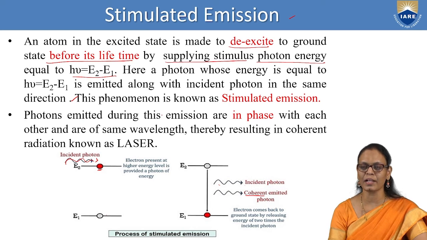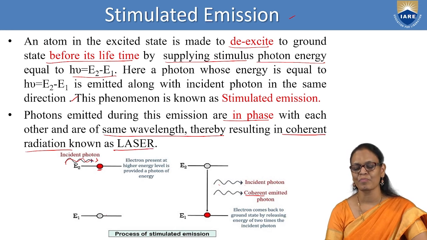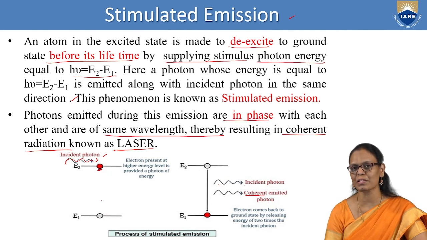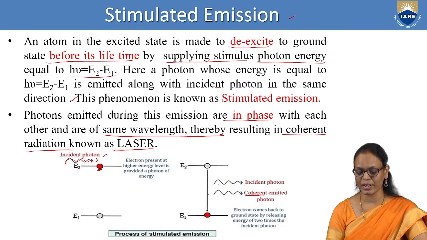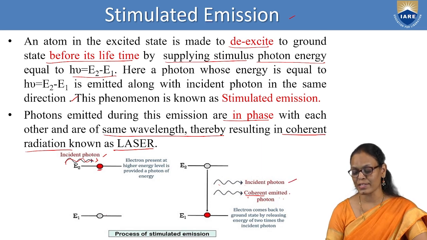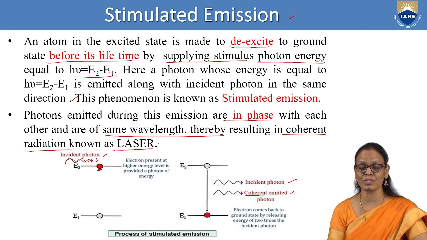So the photons that are emitted during this emission are in phase with each other. They are of the same wavelength, thereby resulting in coherent radiation, which we call laser. So in this case, what is happening? Because we are supplying a stimulus, we call it stimulated emission. And because of this stimulated emission, before the lifetime is over, the transition takes place. And when it is coming down, the difference in energy is being emitted as a photon along with the incident photon. And since these two are in the same phase, we are getting coherent radiation, which gives rise to laser.